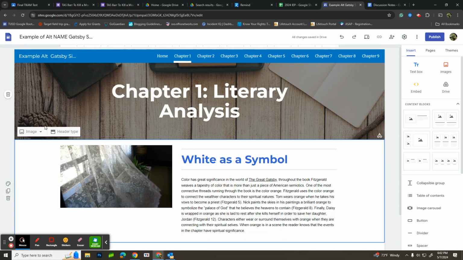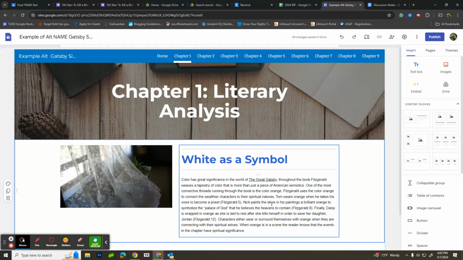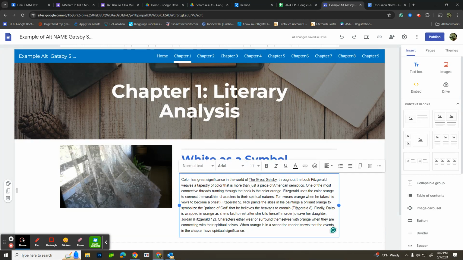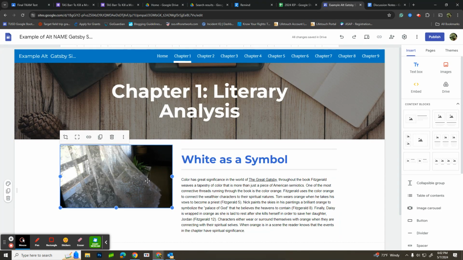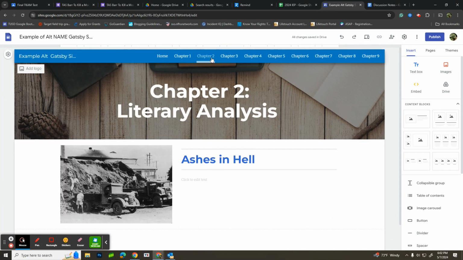So you're going to put your literary analysis. Now I've got my paragraph, I've got my beautiful one with citations from the book, and just citations from the book because it's literary analysis, and I've got my picture. So all is well and good. So far, so good. Now I'm going to go to chapter 2.